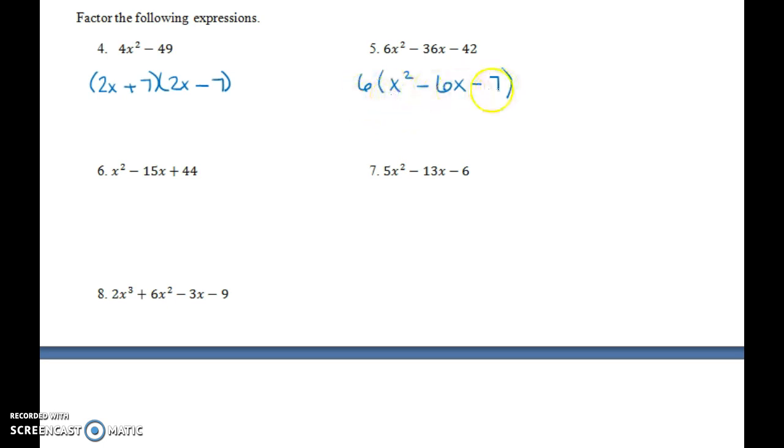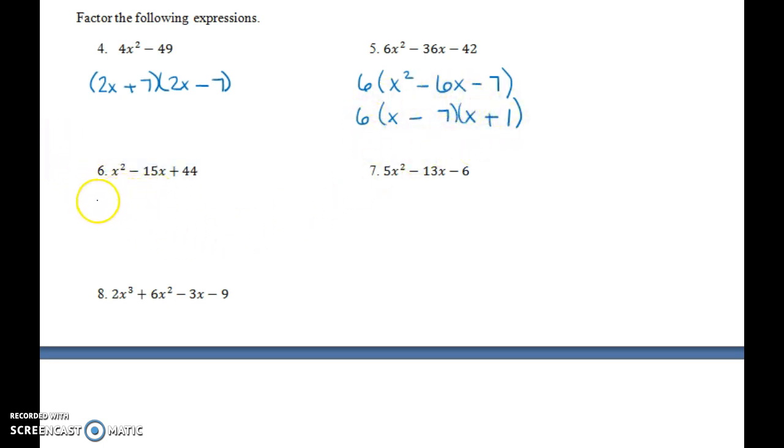I do have to look at what I could do next, because there's an x squared. What I could do next is figure out how to get an x squared and see if this is possible. An x squared would be an x and an x. Ways to get a 7 are really just 1 and 7, 7 and 1. I need it to be a negative 7. So if I put a negative here and a positive here, and I check my outside terms, that's a positive 1x. The inside terms are a negative 7x, so this would distribute through.